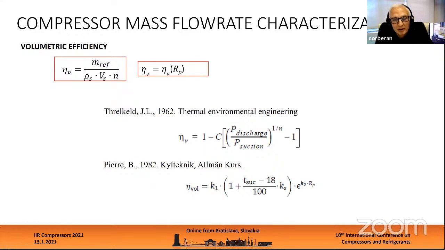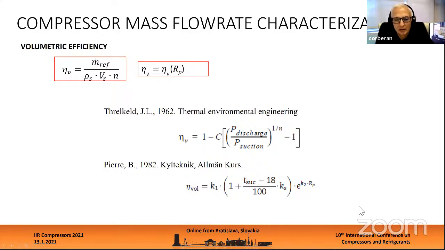And from the very beginning, we know that the mass flow, the volumetric efficiency, is basically a function of the pressure ratio, and this has been proven just by theoretical developments. For instance, just to quote, in the book of Threlkeld, you can see that they provide a theoretical expression for this volumetric efficiency.